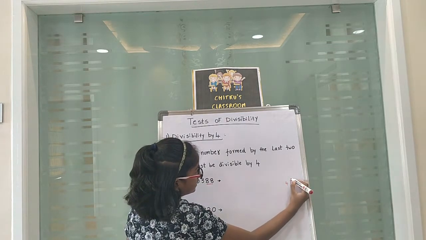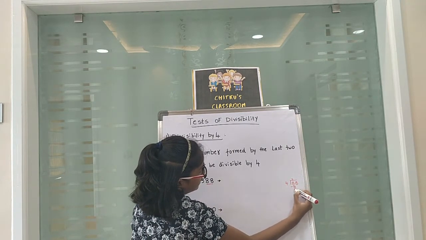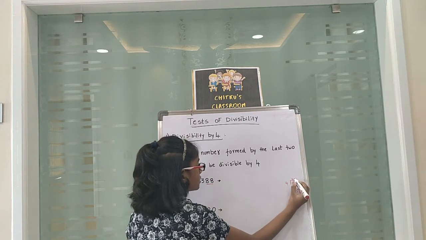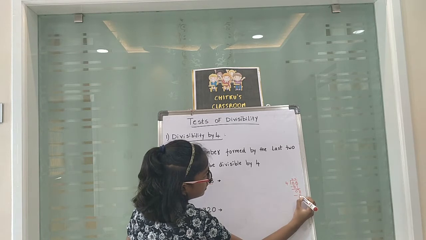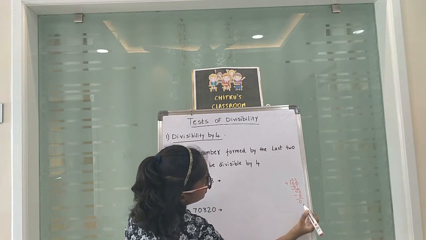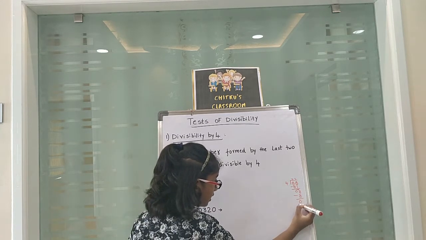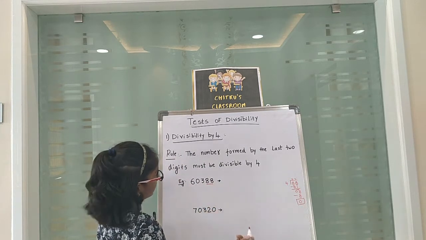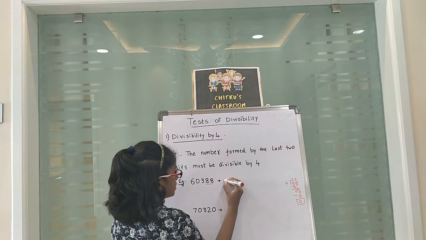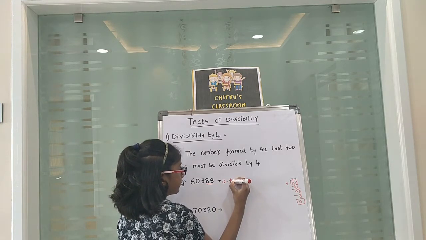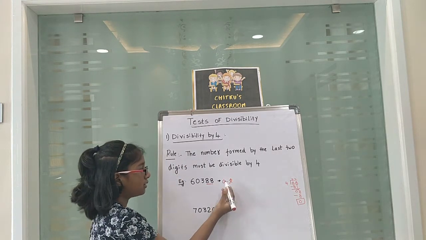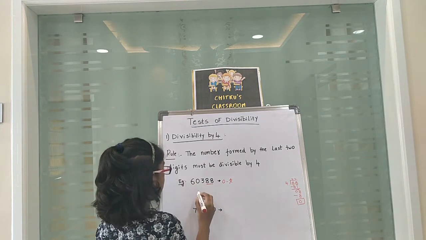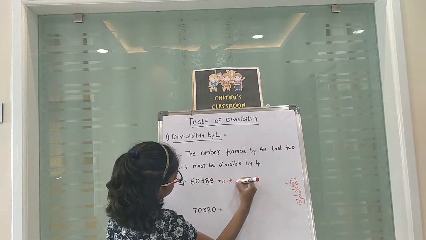So 4 times 2 is equal to 8. And again 4 times 2 is 8, okay? So the answer is 0. If the remainder is 0, that means this number is divisible by 4. So 0 is the remainder. If the remainder is 0, it's divisible by 4. So that means 60,288 is divisible by 4.